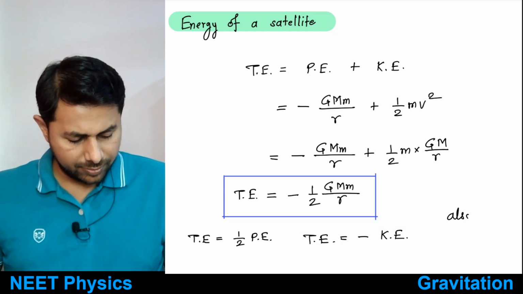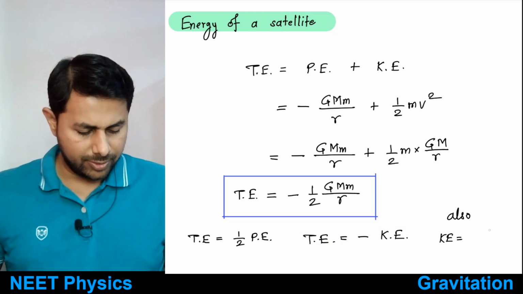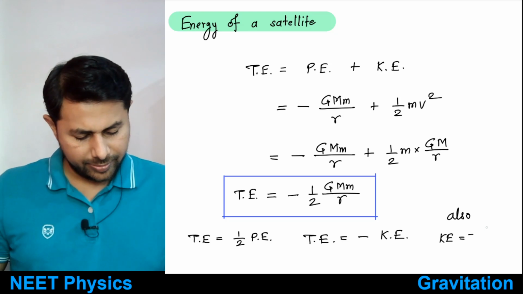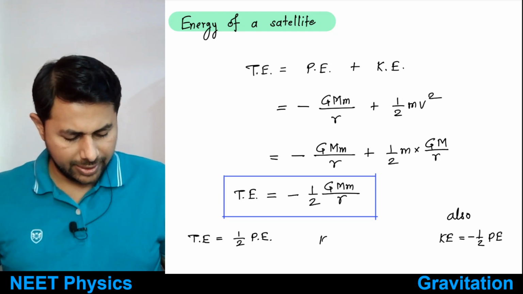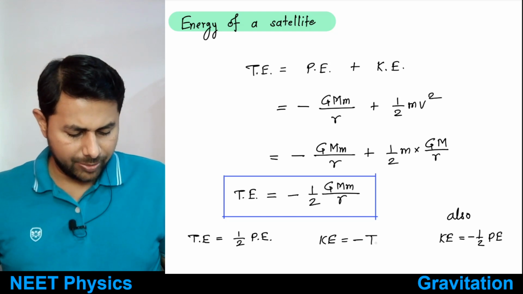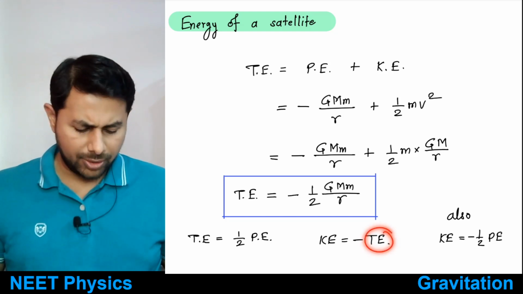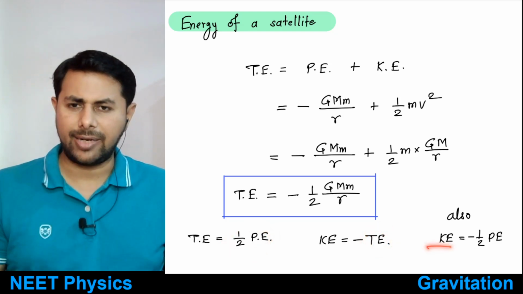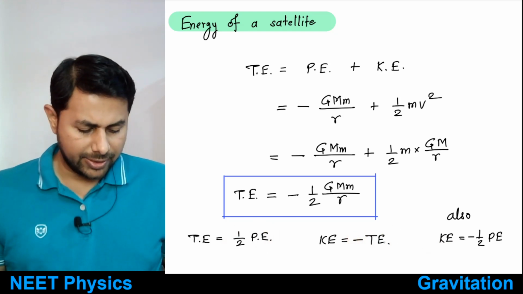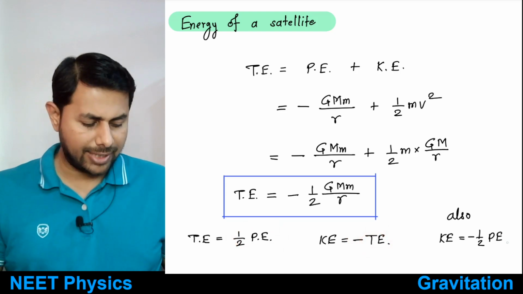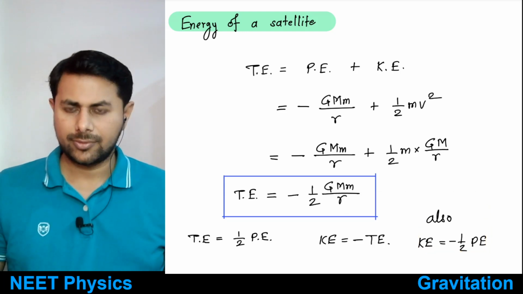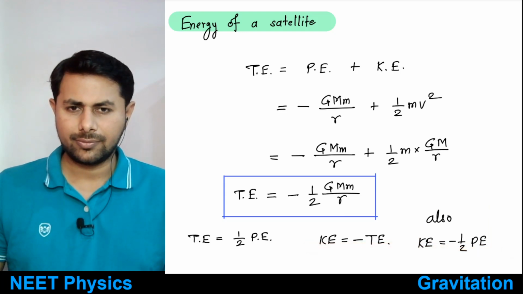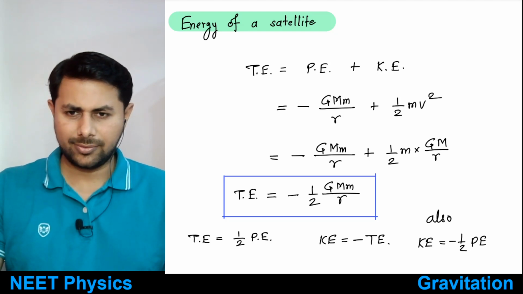And also, kinetic energy is equal to minus half of potential energy. Okay, so let's remember this. Kinetic energy is equal to the negative of total energy. And what is total energy? Total energy is half of potential energy. So kinetic energy is just minus half of potential energy, because of this negative sign. All right, this thing is clear, everyone? Right? Very good.